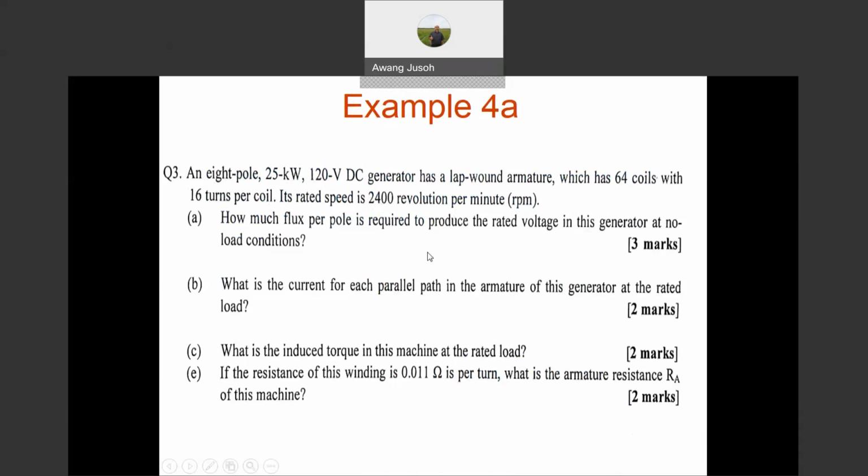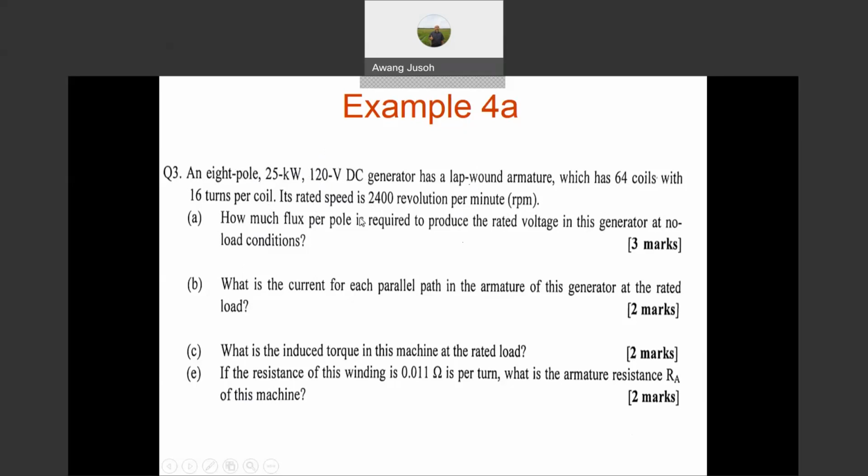First, how much flux per pole is required in order to produce rated voltage in this generator at no load condition? So how much flux is required there? We are given the voltage already. This is equal to E, the induced voltage. We know the power already, we know the P, and we know it's a lap machine. Because of lap winding, A equal to the number of poles, equal to 8.